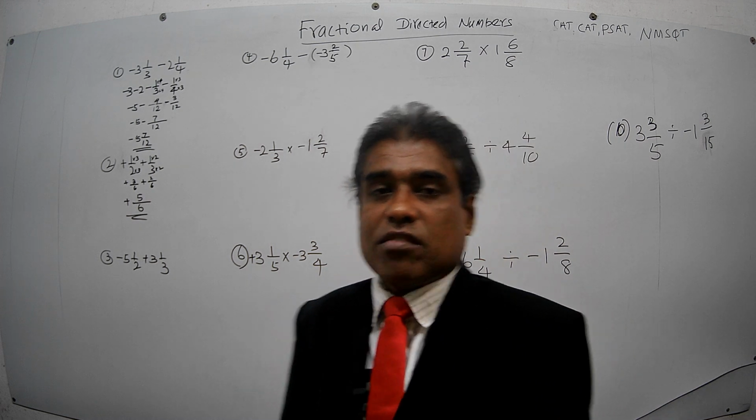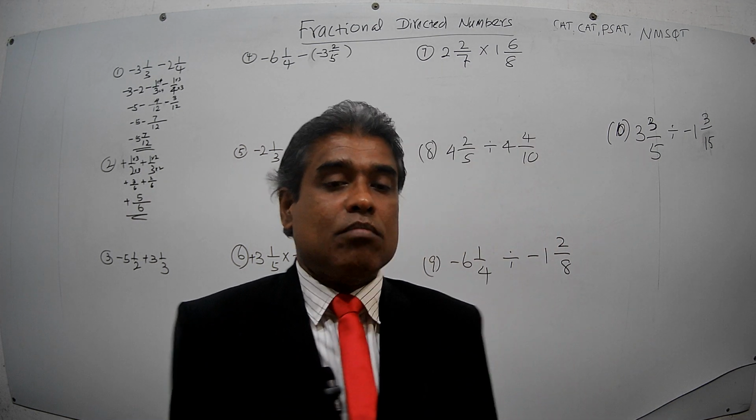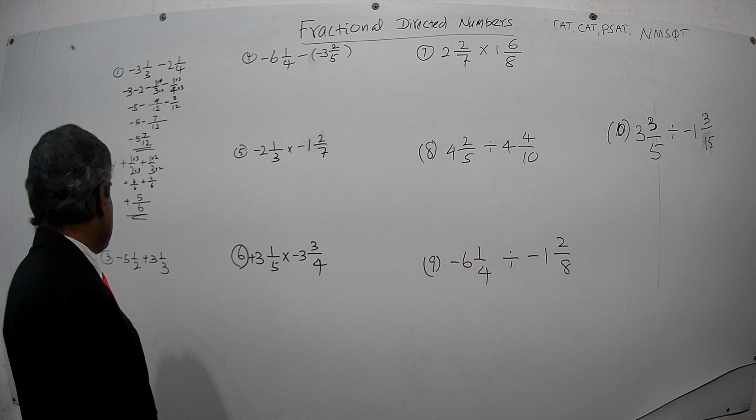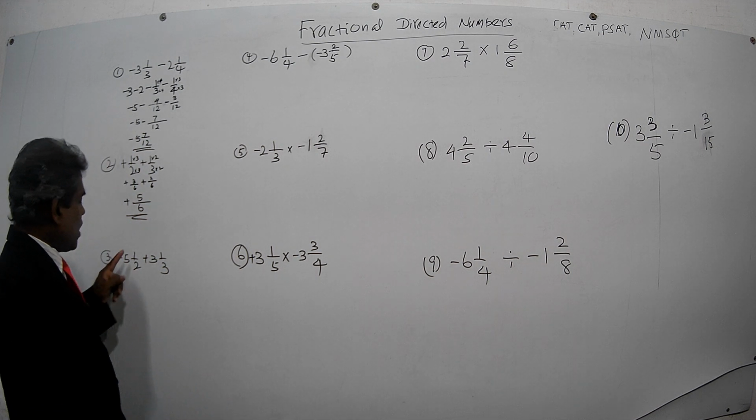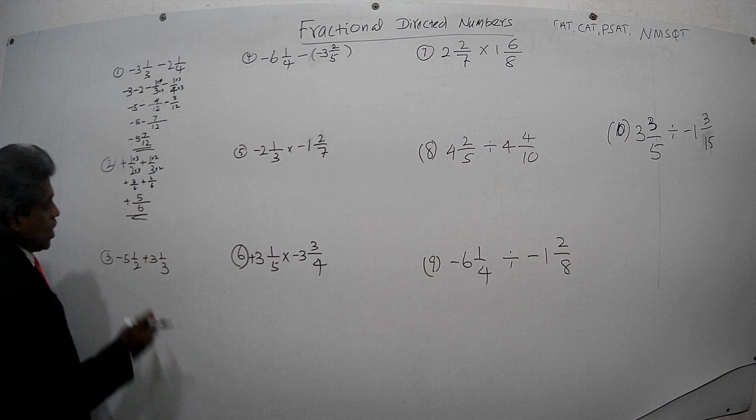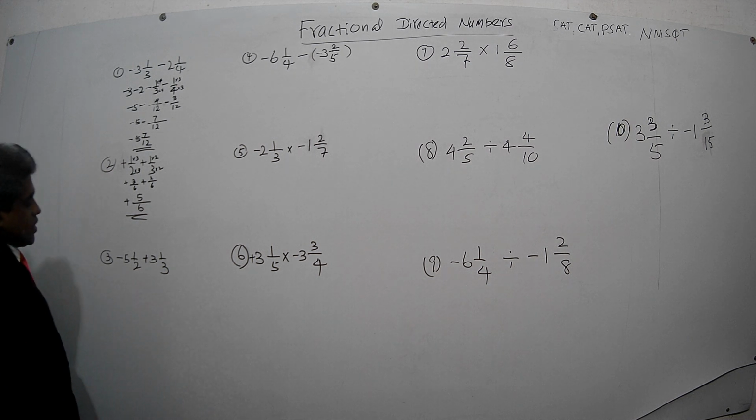Go to the link and watch that if you haven't watched it, and then come back to this video. Right now, go to this one, minus 5, 1 over 2. Then we will work out this example.